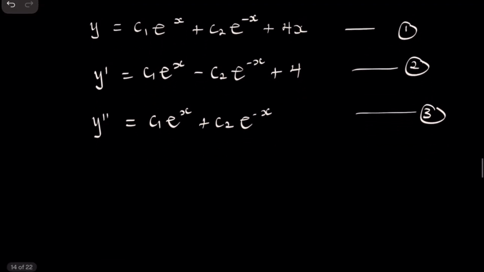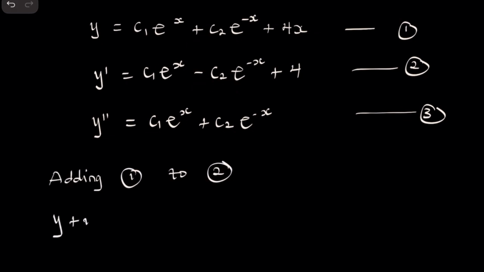So now let's solve this system. So now let's focus on equation 1 and equation 2. So from equation 1 and equation 2, we can add equation 1 and equation 2 to eliminate c2. Since this is plus and this is minus, when we add equation 1 and equation 2, we are going to get rid of c2. Adding equation 1 to equation 2, we are going to have y plus y prime is equal to 2c1 ex. Then this guy and this guy will go to 0. So we are going to add this to that.